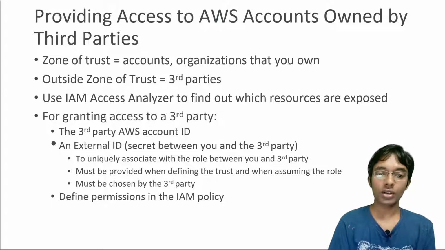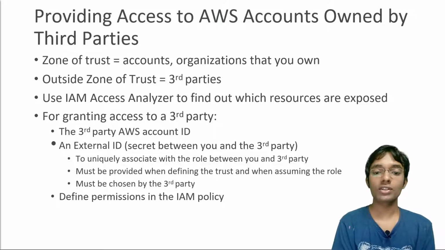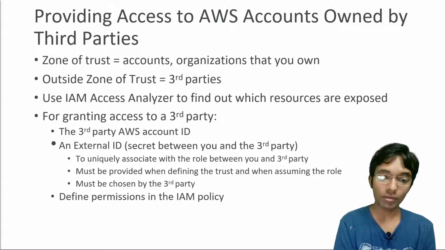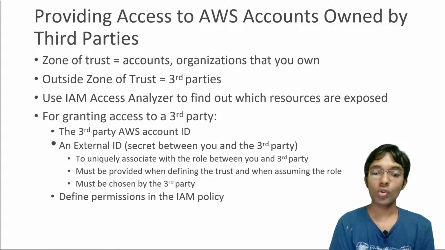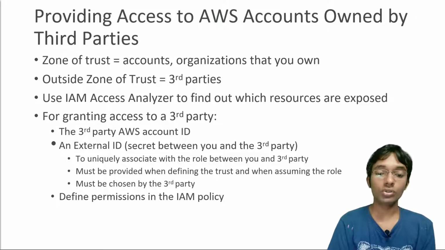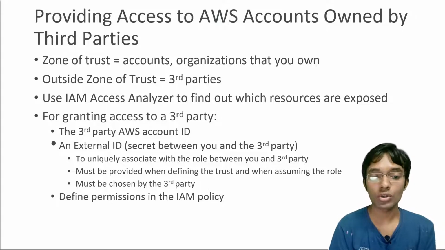For example, your S3 bucket may be granted to third parties. If you want to grant access to a third party to some of your resources, you need the third party's AWS account ID, which is very obvious. And the most important thing here is that you define an external ID, and this external ID is a secret between you and the third party. This is because if you give access to the third party to a role in your accounts, you want to make sure that only that third party has access to this role. So this is to uniquely associate the role between you and the third party, and it must be provided when defining the trust and when assuming the role, and we'll see why. It must be chosen by the third party. You define the permission in the IAM policy and you are good to go.